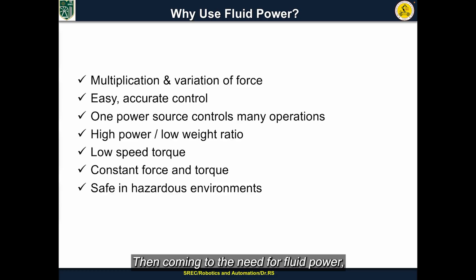Then coming to the need for fluid power, why do we have to use fluid power? Compared to mechanical and electrical systems, fluid power applications offer multiplication and variation of force. It can be easily and accurately controlled. Then we can have a high power to low weight ratio. Then we can obtain a constant force and torque. Pneumatics is safer to use in hazardous environments. This is the reason why we use fluid power.